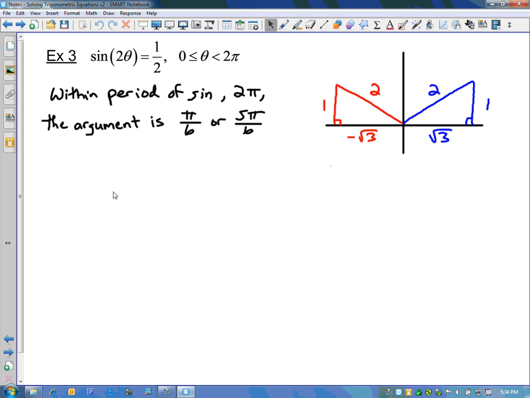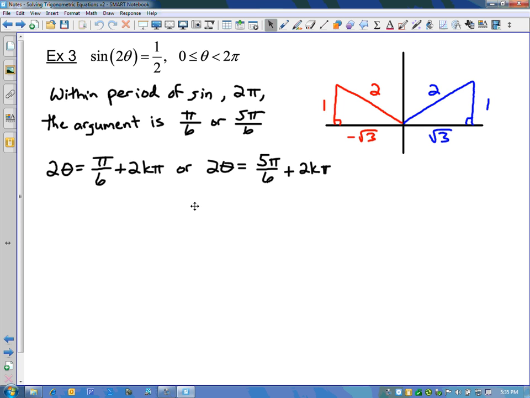We want to look at the general solution and then find out which values of k will give us values within this interval. We have to do this because if we change our period, we can't just automatically assume these are the only ones within 0 to 2 pi. So looking at the general solution, we're going to say that the argument is equal to the angle plus the periodicity. So here our argument, which is 2 theta, is equal to the angle plus the periodicity. Since we're dealing with sine, it's 2k pi. Or the argument is equal to the other angle plus the periodicity.